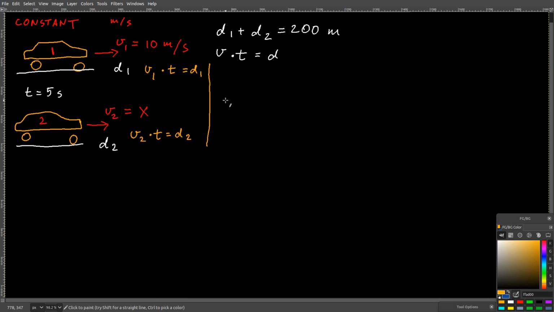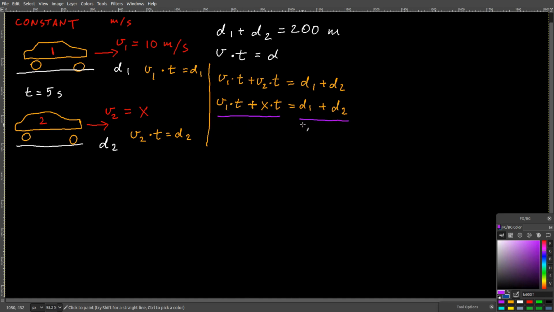And if you add them up, you will get the equation v1 times time plus v2 times time equals d1 plus d2, or v1 times time plus x times time equals d1 plus d2. Both sides of the equal sign are equal. On both sides, you have the sum of the two distances. However, on the left side, we express them in terms of velocities and time, but on the right side, we express them directly as distances.